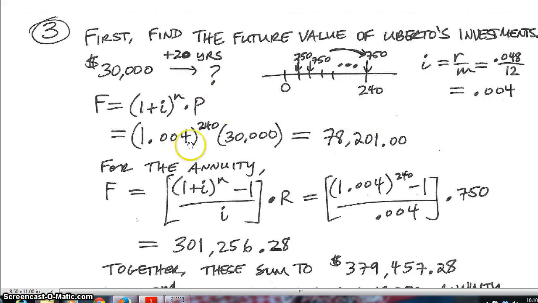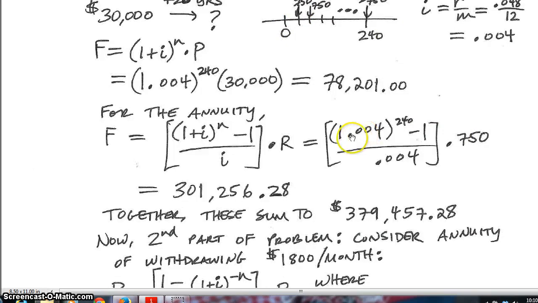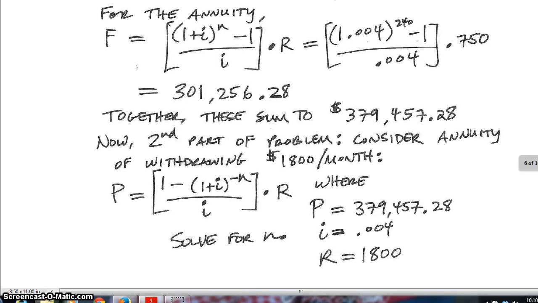So that's just the 30,000. Now for the annuity, this 750 at the end of every month, that's an annuity with future value. So you plug this in, 1.004 to the 240 minus 1 over 0.004 times 750. That's got a future value of 301,256.28. Now those two together is going to be what you're going to have after the 20 years. So if you add those together, you get that amount.